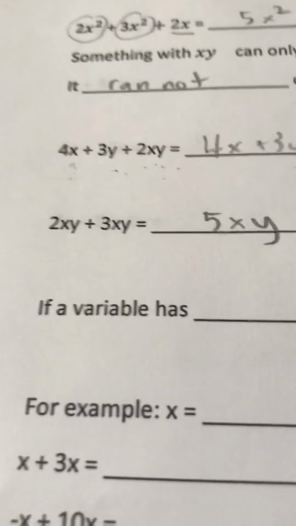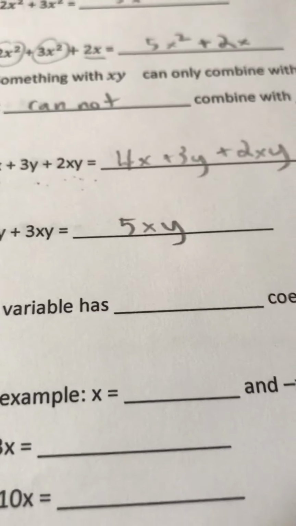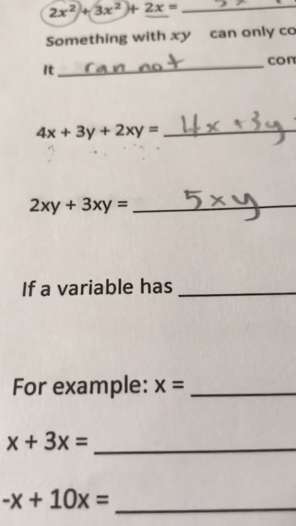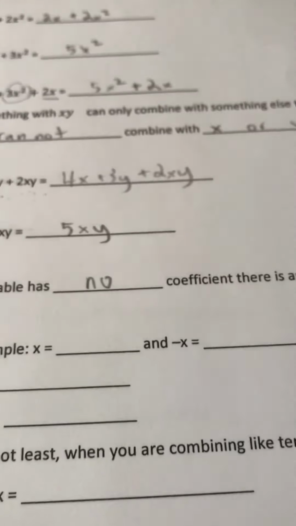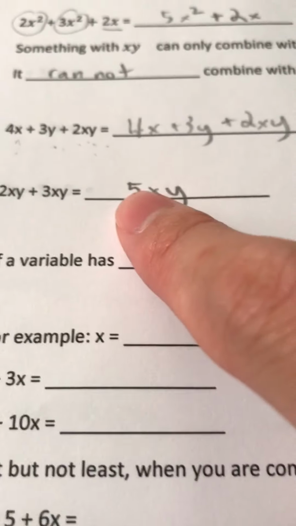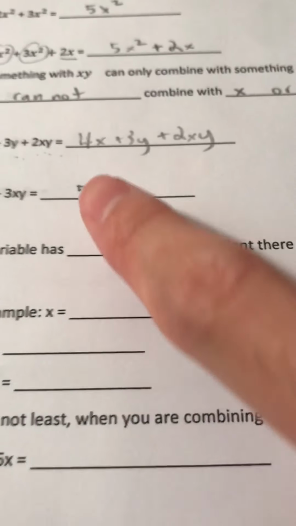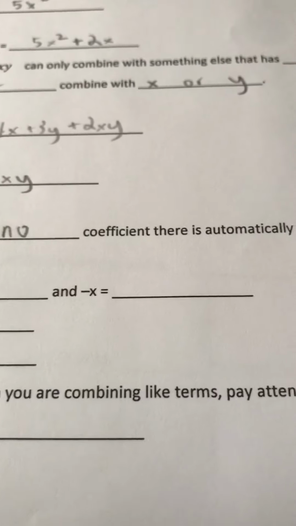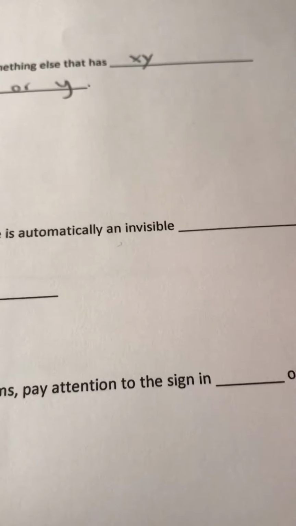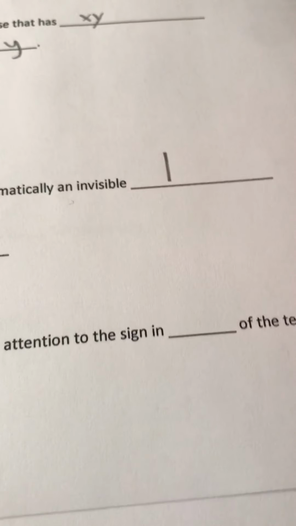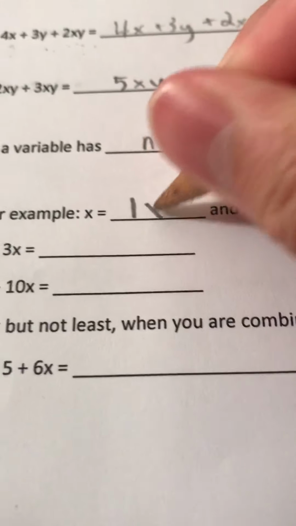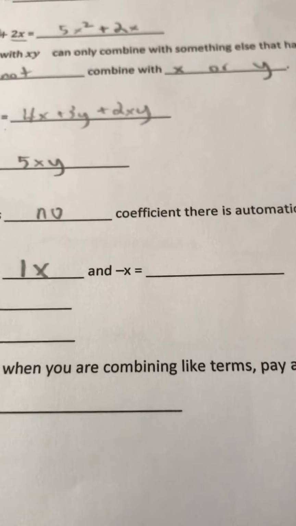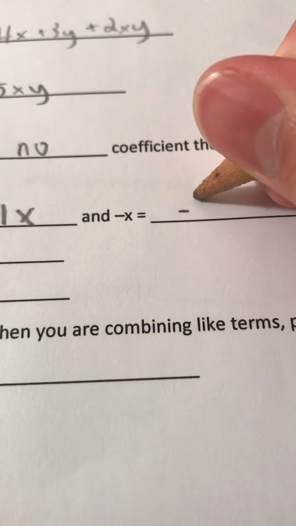Another reminder that you may forget about, but I always talk about, but I'm just going to remind you again. If a variable has no coefficient, aka there is no number in front of the variable. A coefficient is the number that is attached to the front of a variable. If a variable has no coefficient, there is automatically an invisible 1. For example, x equals 1x and negative x equals negative 1x.